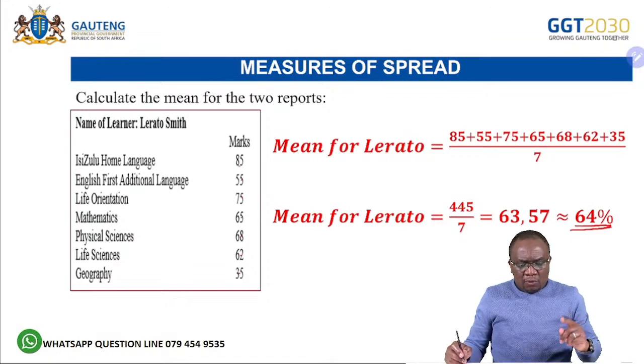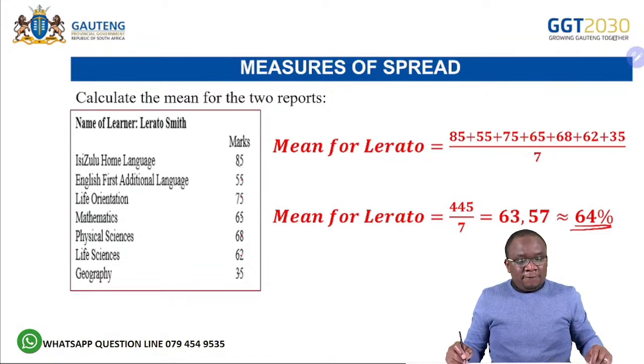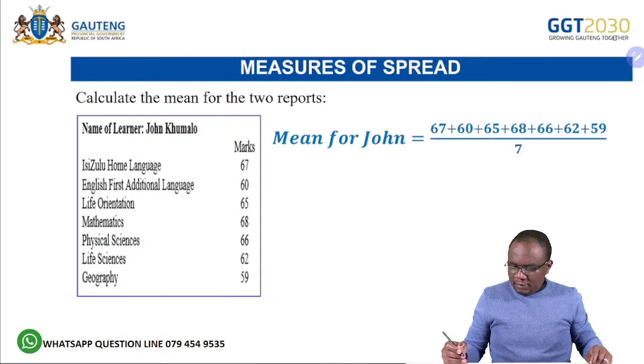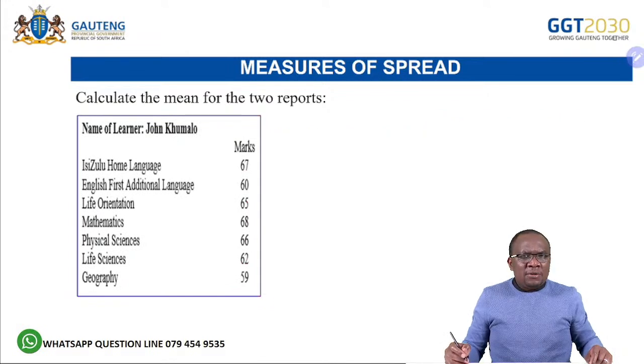Okay, now I want you to try to find the mean for John. The mean for John. Let's do it. Let me give you time. Let's say 1 minute. 1 minute will be enough. Let's do it for 1 minute.